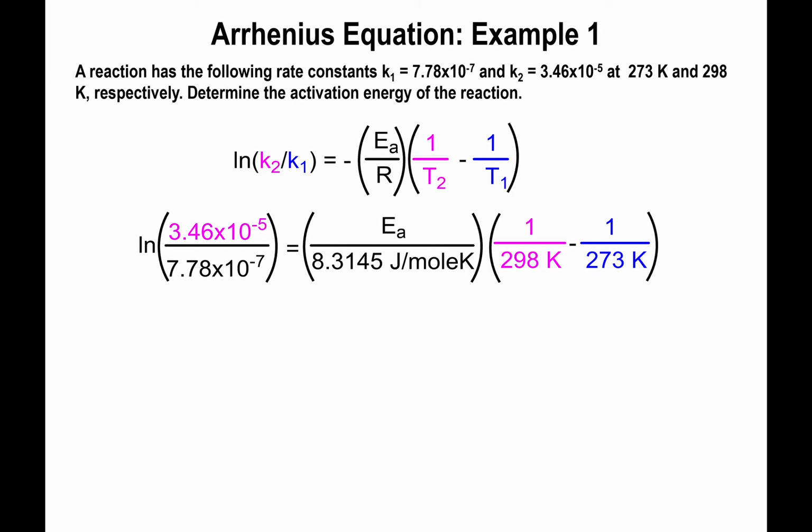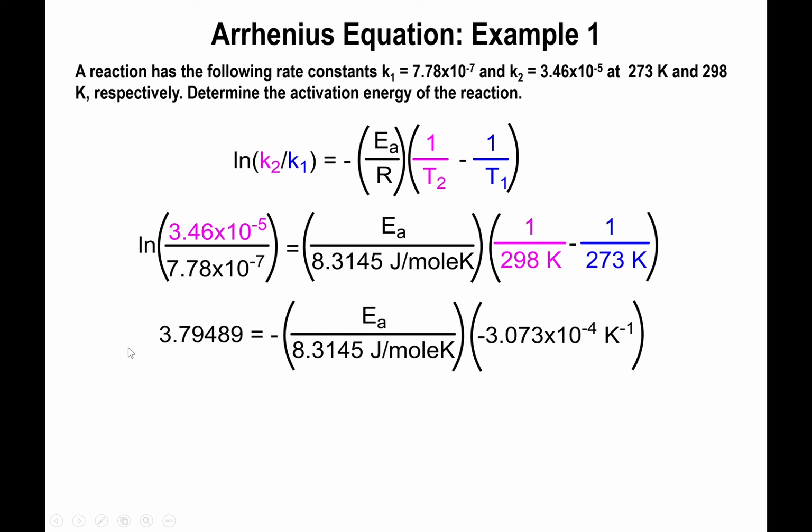Now, what I would recommend that you do is divide the two exponential numbers inside the logarithm, press enter in your calculator, and then take the natural log of that answer, and basically just write down the value. And over here, what I recommend is that you open parenthesis, input 1 divided by 298, close parenthesis, subtract from that, open parenthesis, 1 divided by 273, close parenthesis, and press enter to get this value right here. And so what you'll end up with is 3.79489 for the logarithm and negative 3.073 times 10 to the negative 4 for the parentheses on the right.